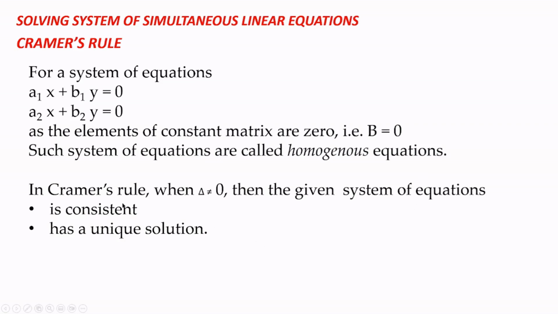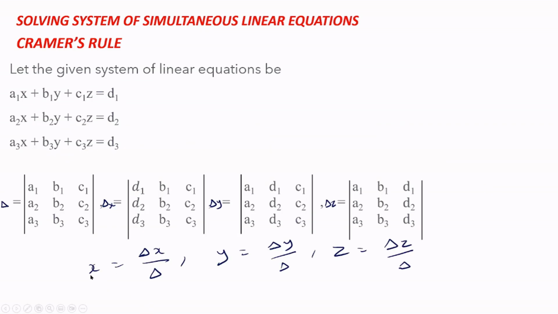And then in Cramer's rule, if delta is not equal to 0, then the given system of equations is consistent and it has a unique solution. Here we can obtain the values of x, y and z using this relation. In all these places, delta is in the denominator. If this is not equal to 0, then we call the given system of equations consistent and it will have a unique solution.